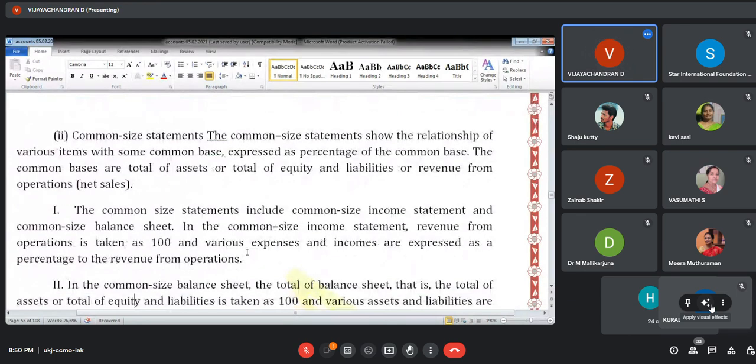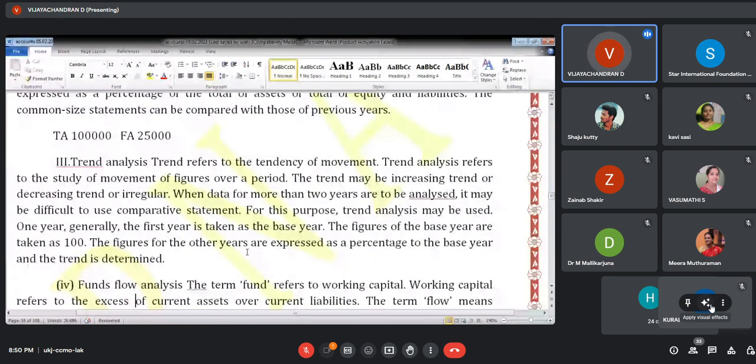And trend analysis. Trend means you can take the first year as a base, and all other years will be expressed in the form of percentage. Suppose I am taking 10 years from 2015 to 2024. I am comparing the trend. So I will take 2015 as a base of 100. Then for 2016, 17, 18, I will see the movement, how much a figure is moving. That will be called trend analysis.